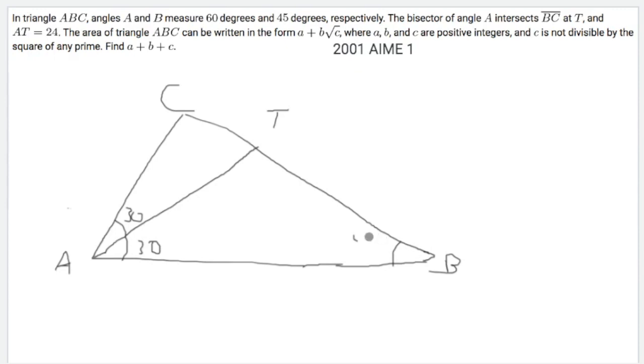Then it says the area of triangle ABC can be written in the form a plus b times the square root of c, where a, b, and c are positive integers and c is not divisible by the square of any prime. It's asking us to find the area and add up the terms a, b, and c. I don't see a method right now, so let's investigate the problem a bit. We know angle A is 60 and angle B is 45. The sum is 105, so angle C is 75.